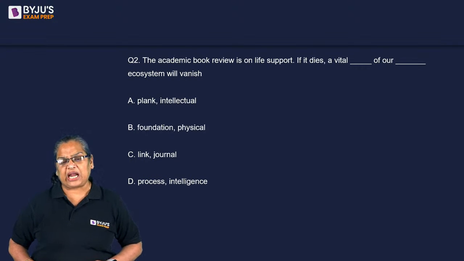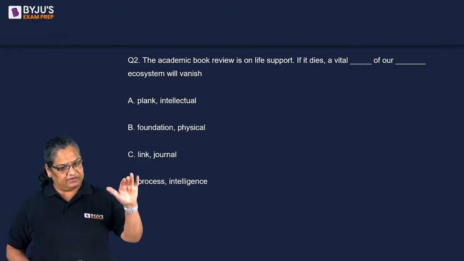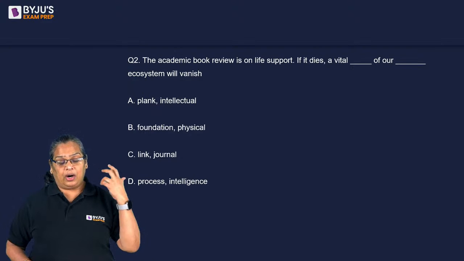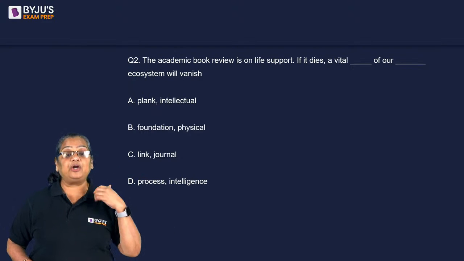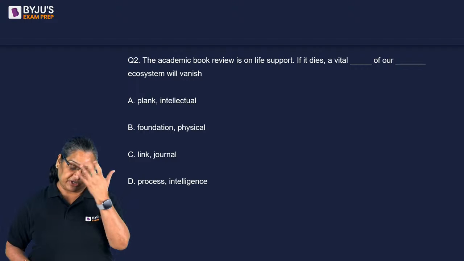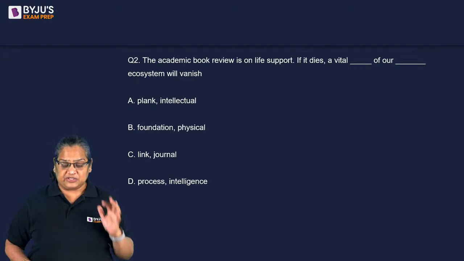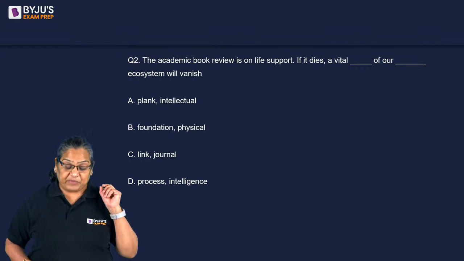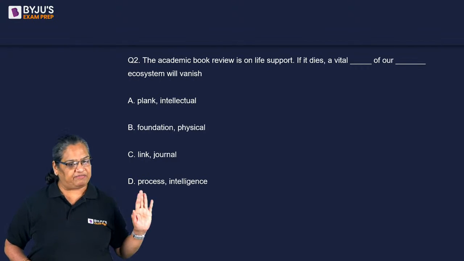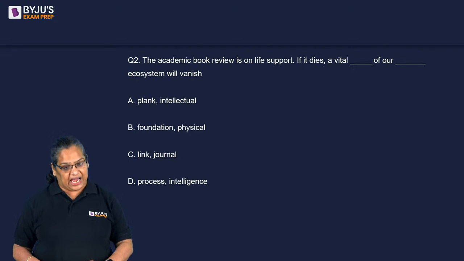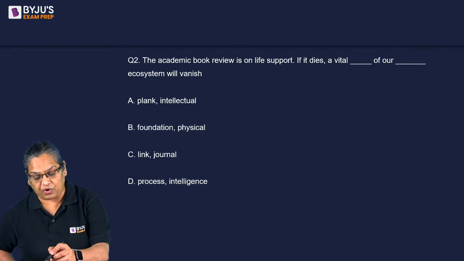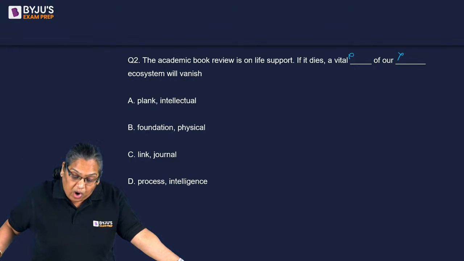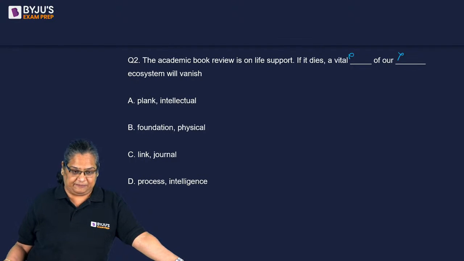When somebody is on life support, what does that mean? In very bad shape, in very bad health. So external machines are doing the work of internal organs because the internal organs are not functioning. So when somebody is on life support system, he is in a very, very bad shape. Academic book review is in very bad shape. If it dies, a vital blank of our blank ecosystem will vanish. Vital what of our what ecosystem?